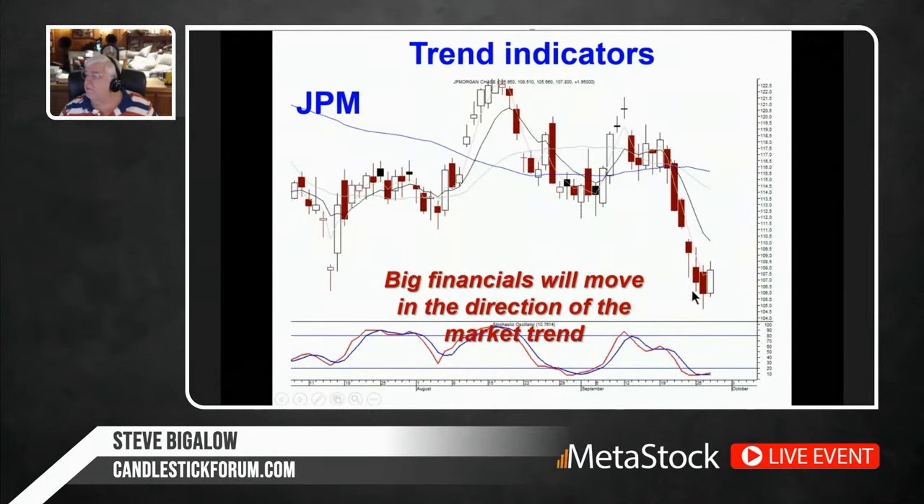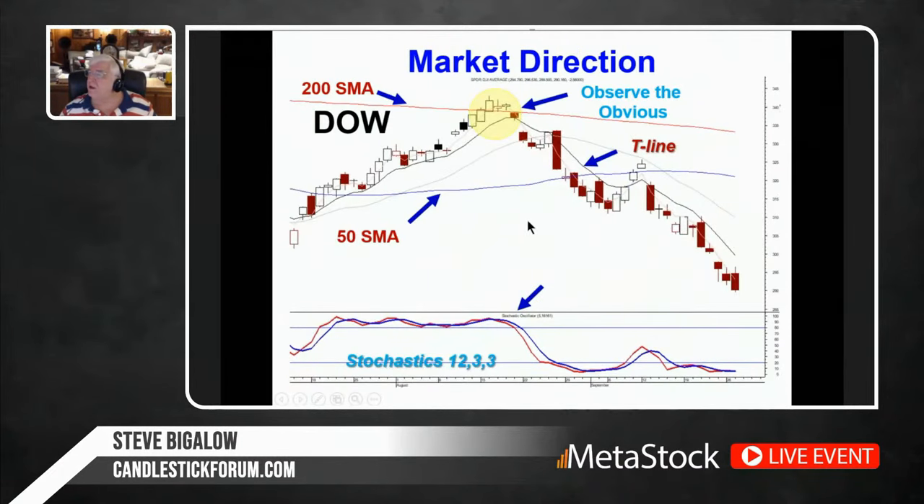So the big financials, if they're selling off, the market is likely confirming that the market is in a downtrend. So here's where you put 2 + 2 together: if we can analyze that the market came up here, did a bearish harami doji, started selling off, and it did it right at a level that everybody else could see could be a possible resistance level. That's what I say, observe the obvious.